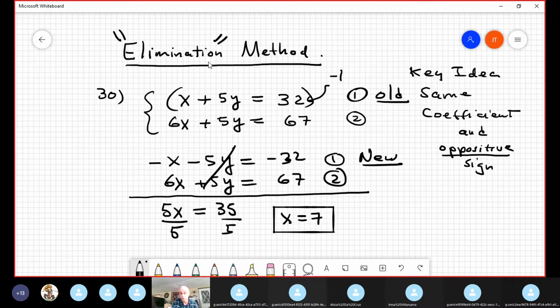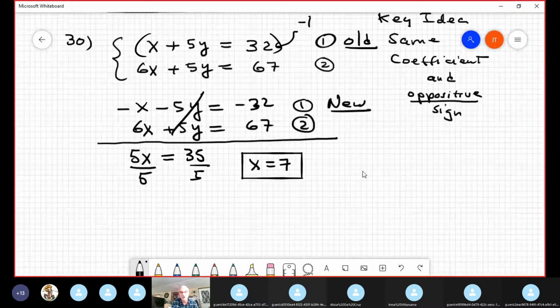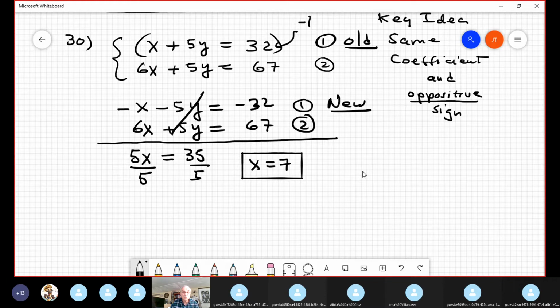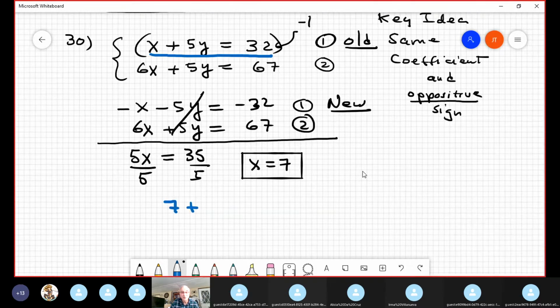Am I finished? No. Of course, no. I need to find the y value. To find the y value, you are smart and you select the easier equation. In my opinion, I respect another opinion, but the easier equation is the first one, I suppose. So I replace 7 here. There's no x anymore. It's 7 plus 5y equals 32.